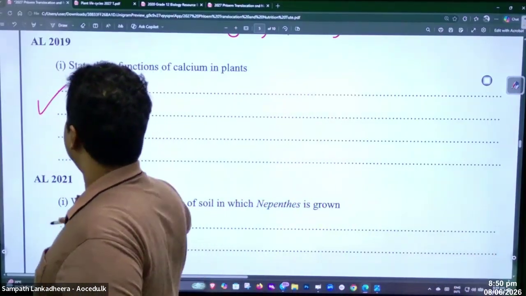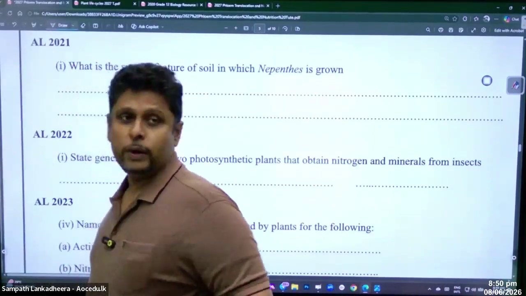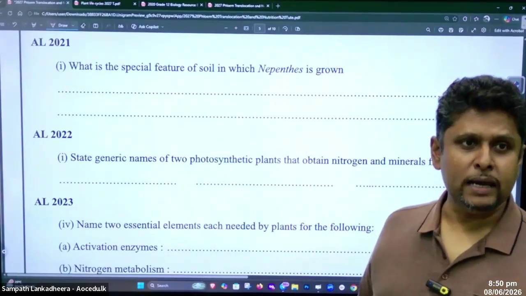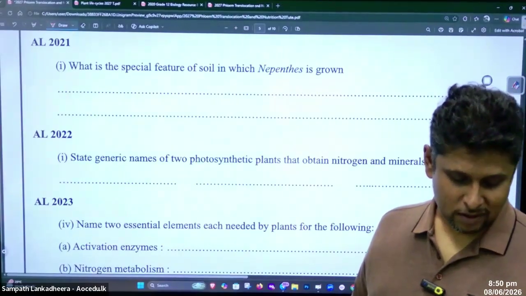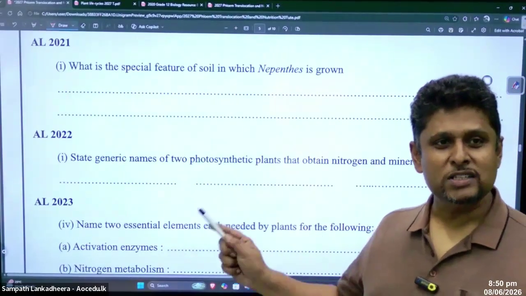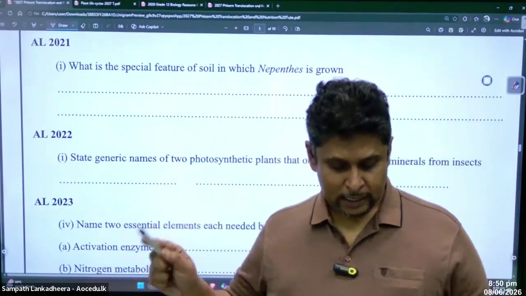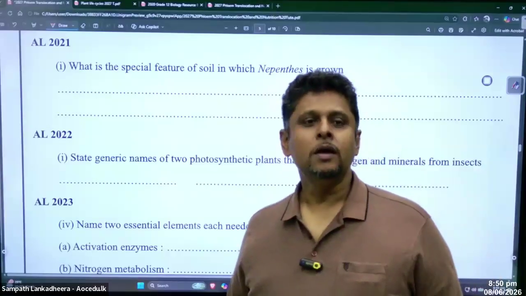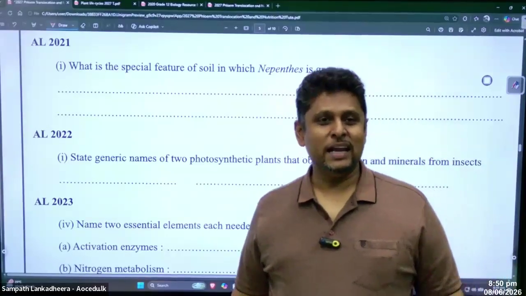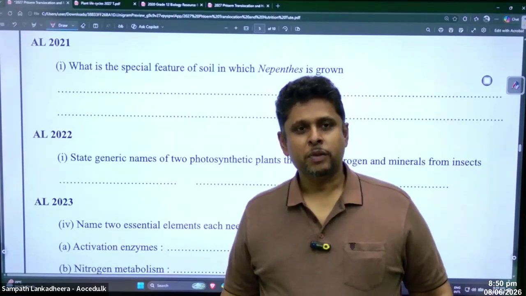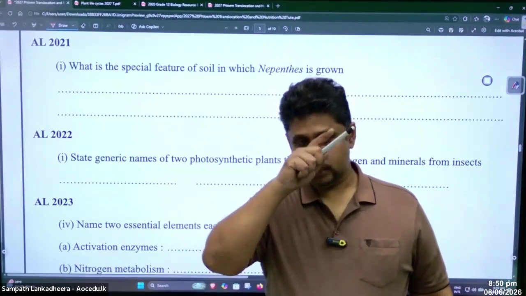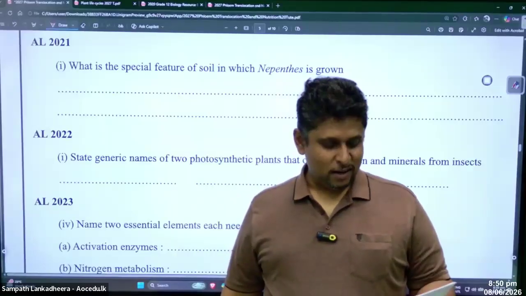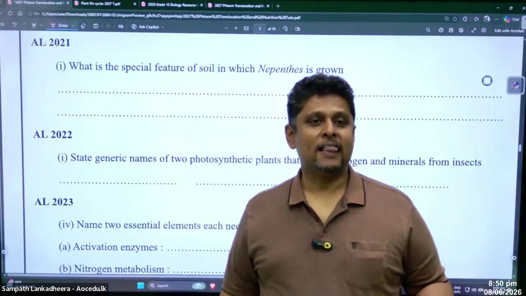Right, 2021 A-level paper question. What is the special feature of the soil in which Nepenthes grow? Poor in content of nitrogen and minerals.